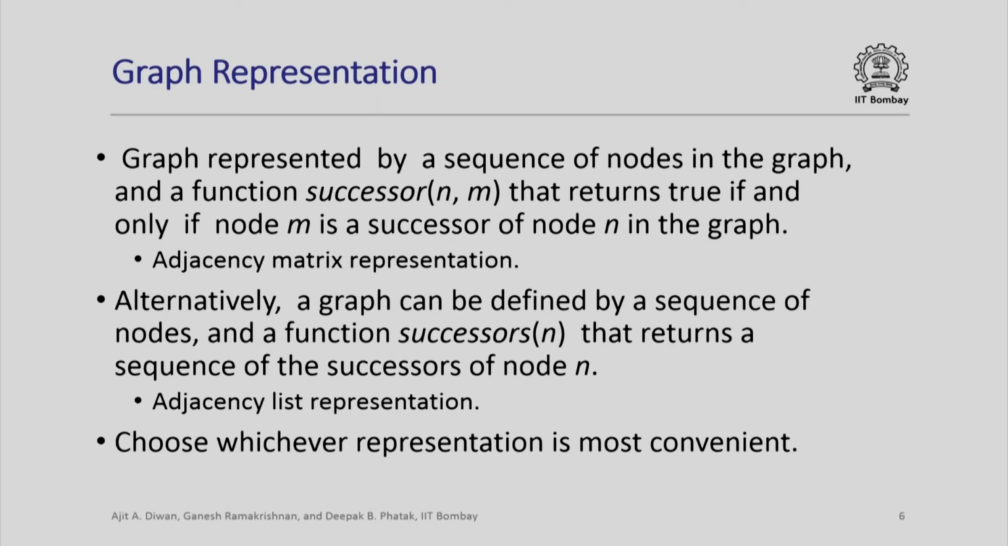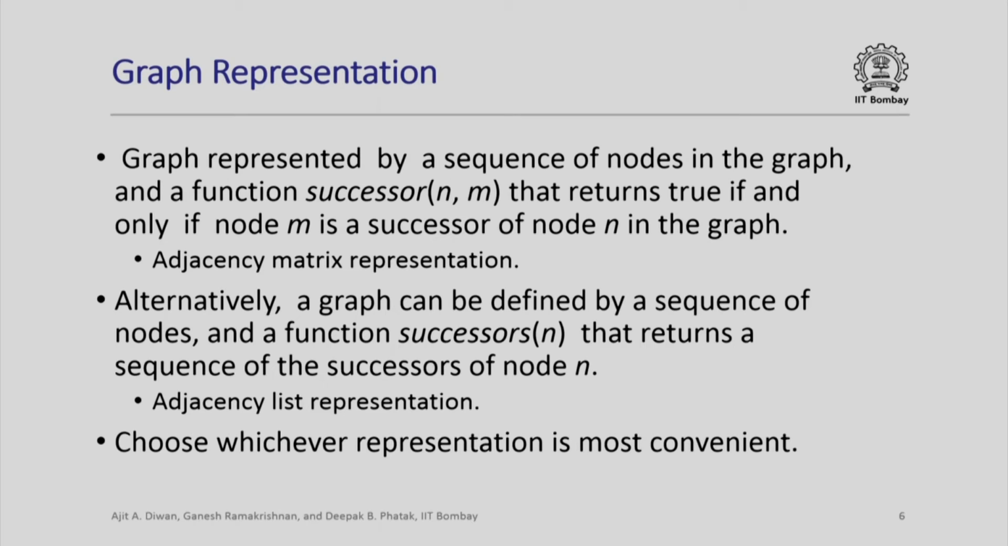Any function on graphs can be defined using just these two things. We need to know what the nodes in the graph are, and we need to know which nodes are successors of which nodes. If this is defined, any operation on graphs can be defined using this. Alternatively, sometimes we can define a graph in a different way, by defining a different function called successors(n) that returns a sequence of successors of node n. So, rather than giving a pair of nodes and telling us whether m is a successor of n, this gives us the list of all successors of a given node n.